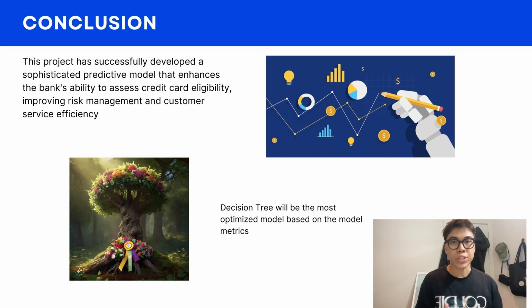So in conclusion, this project has successfully developed a sophisticated predictive model that enhances the bank's ability to assess credit card eligibility, improving risk management and customer service efficiency. And our winner is GCSN3, the most optimized model based on the model metrics that we compared in the previous slide. Thank you so much for listening.